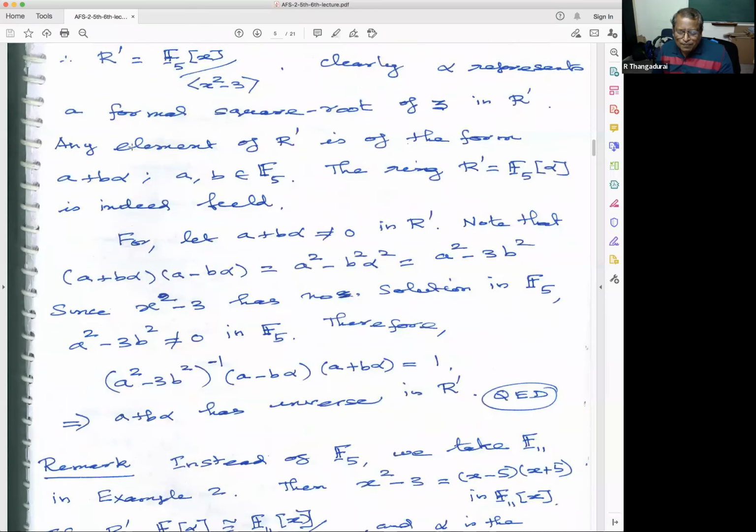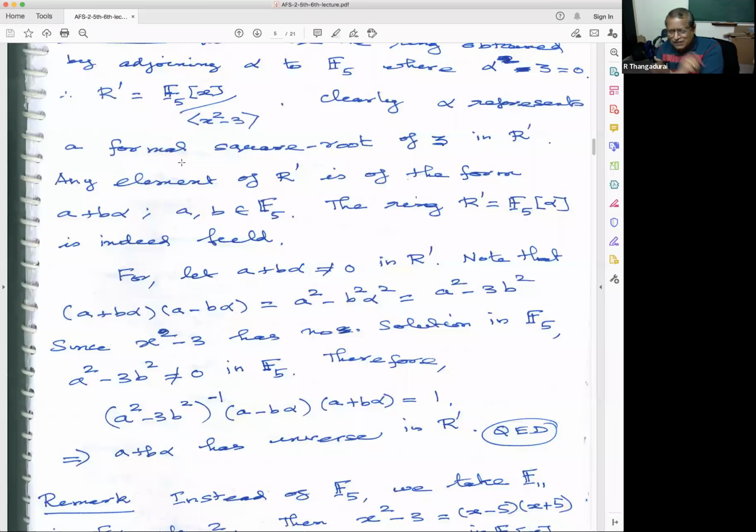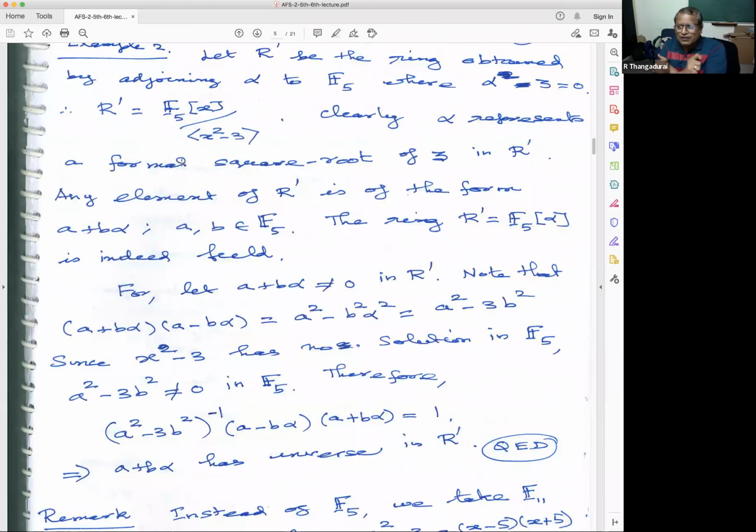Here R prime is going to be a field. Why is it a field? To prove it is a field, what we have to prove is that every non-zero element has an inverse, because the ring structure is already there and commutativity is there. Then we just have to prove the inverse exists for every non-zero element.